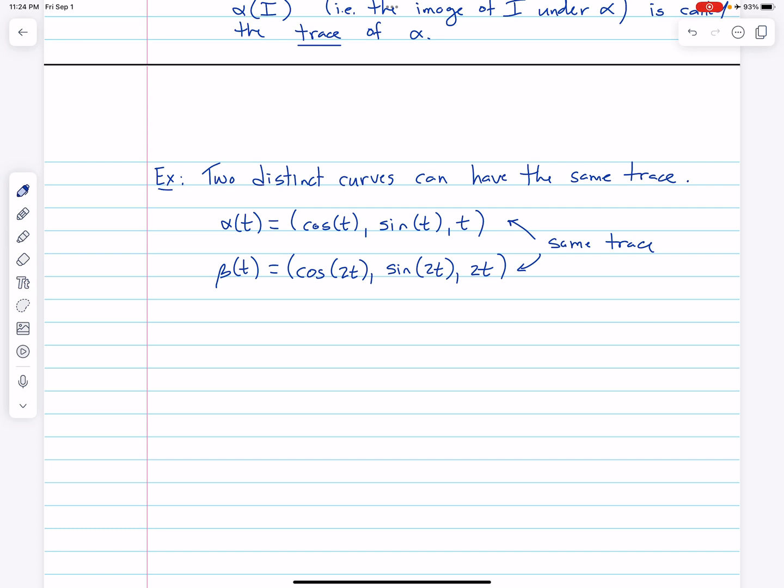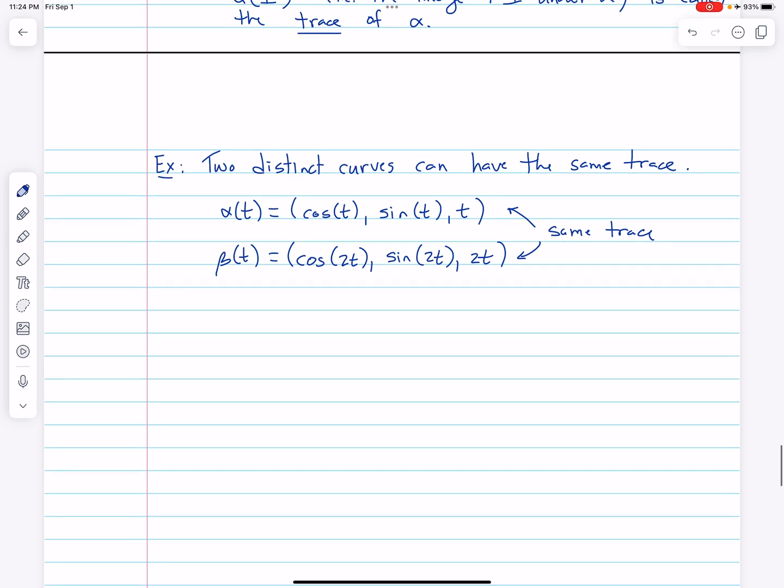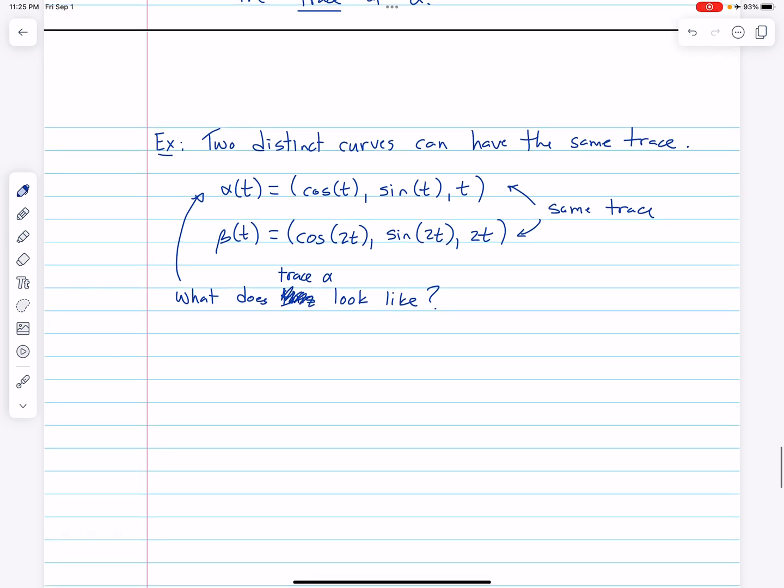So maybe let's look at a few examples now. Let's look at this example here first, okay? Oops. I keep activating the recorder thing here. So let's look at this example here first. What does this look like? And when I say what does this look like, I mean what does the trace of alpha look like? If we were to plot this thing out, what would it look like?